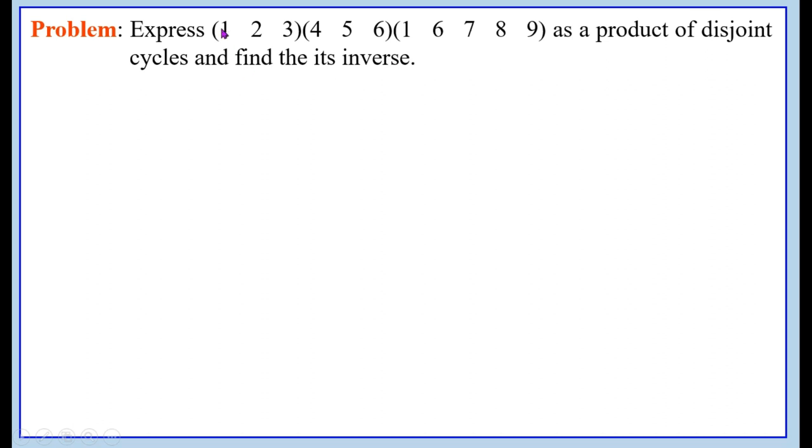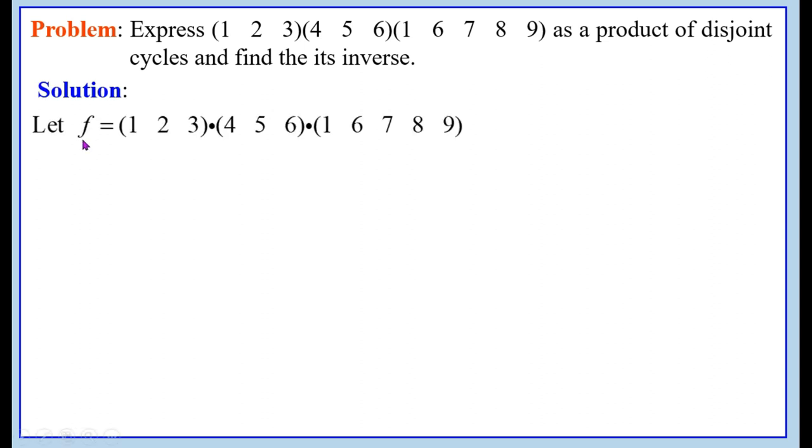If we consider the first and the third product, 1 is common, and hence they are not a product of disjoint cycles. We are going to take the product of these cycles and express it as a product of disjoint cycles, then we are going to find the inverse. Let f be the given product (1 2 3)(4 5 6)(1 6 7 8 9).